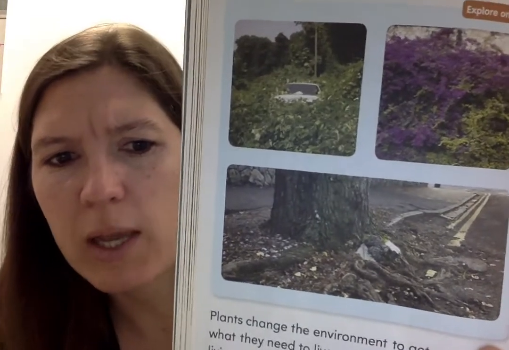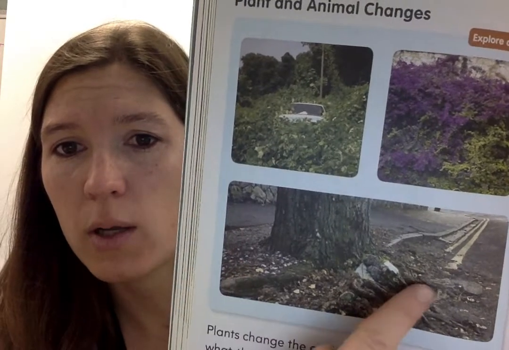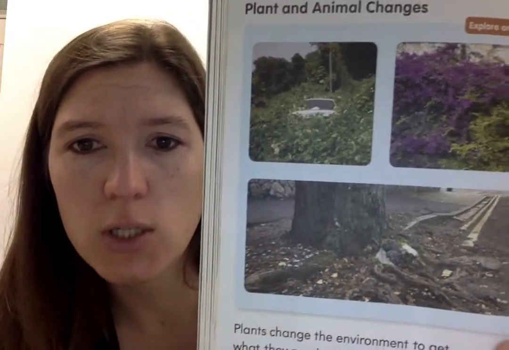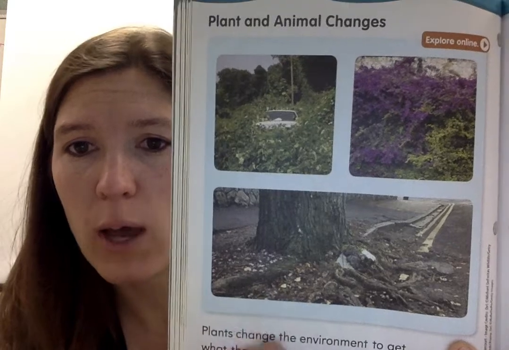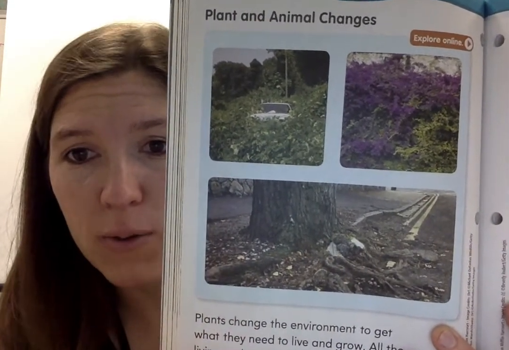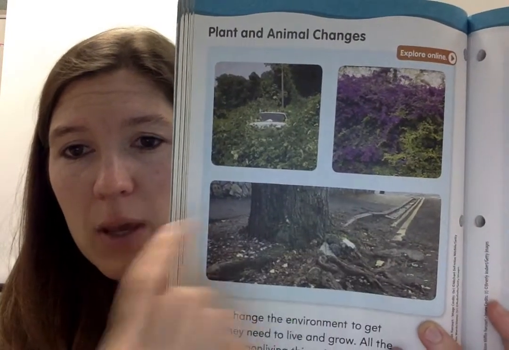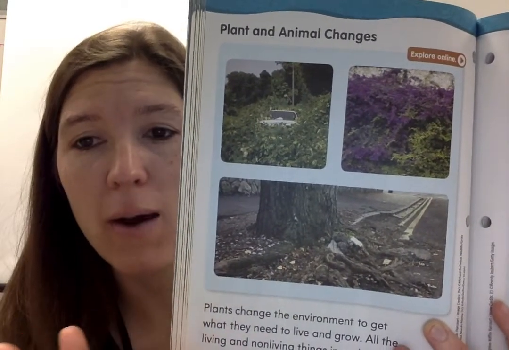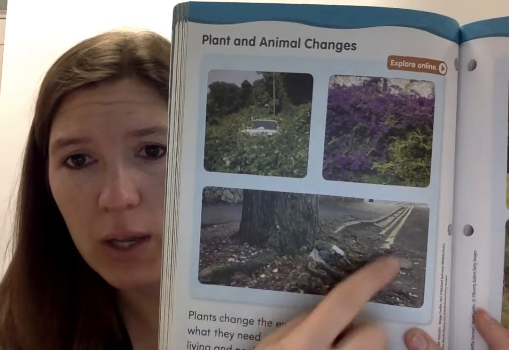What evidence supports the claim that the tree caused the change in the sidewalk and the street? What evidence do you see that the tree has changed the sidewalk and the street? Well, the tree has grown up through the street. Plants need space to live and grow. So wherever it started growing, people had built the sidewalk here, and the tree is just pushing it out of its way. And it's destroyed the sidewalk here and the street.